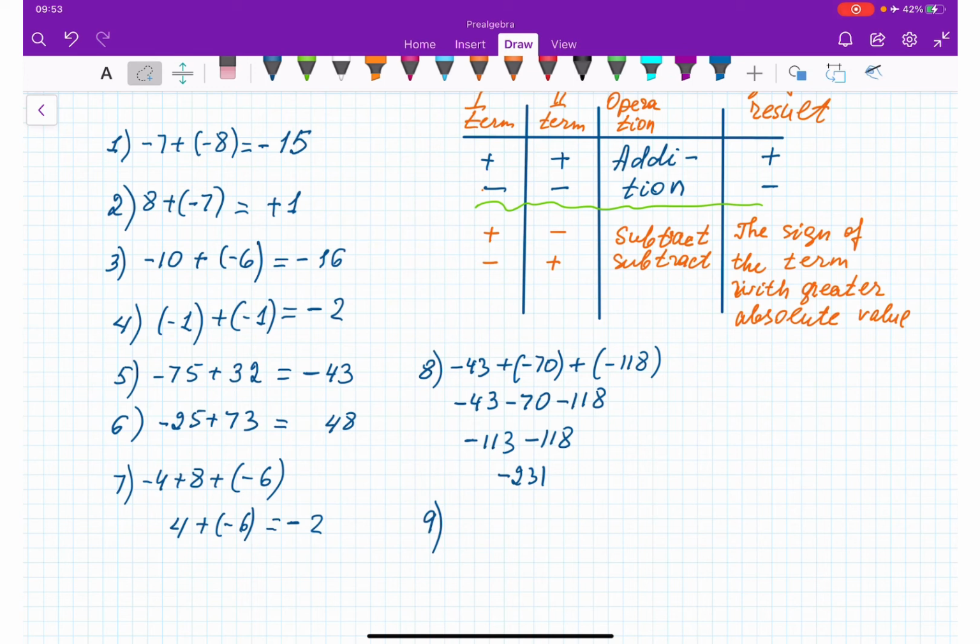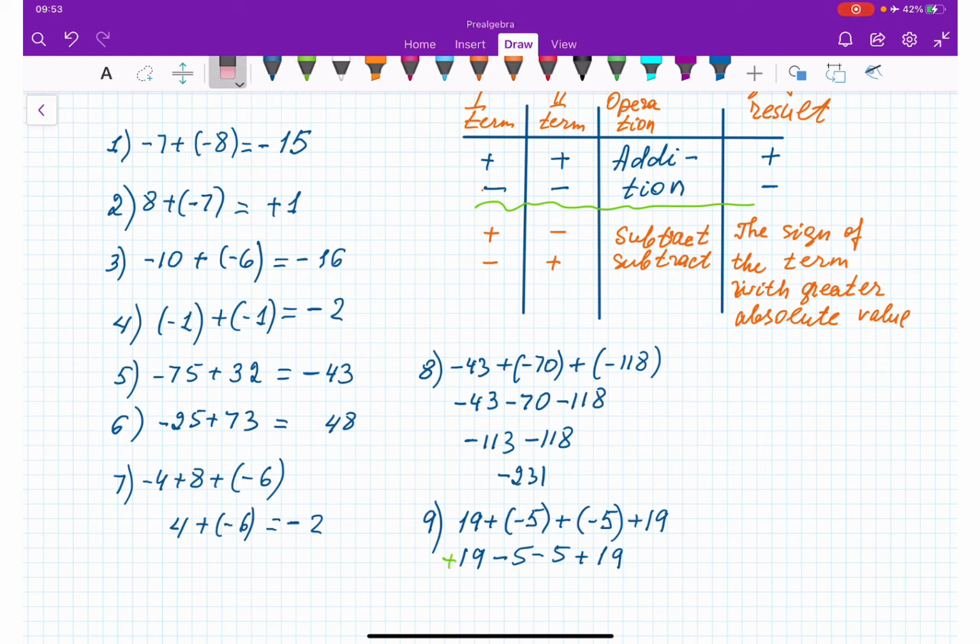Question number 9. What do we have? We have 19 plus negative 5 plus negative 5 and plus 19. Okay, I'm writing down 19 minus 5 and plus 19. So let's go. 19 minus 5. Now here positive and negative, right? 19 is positive, 5 is negative.